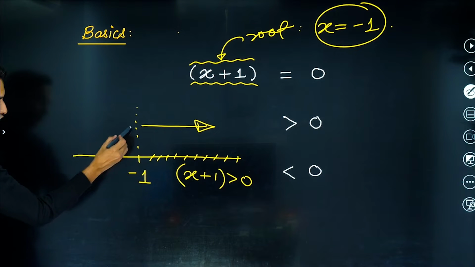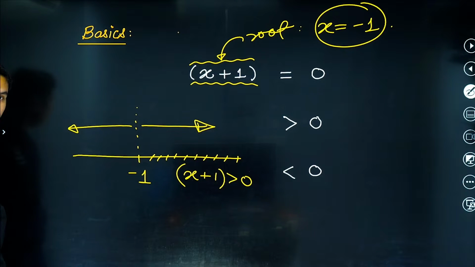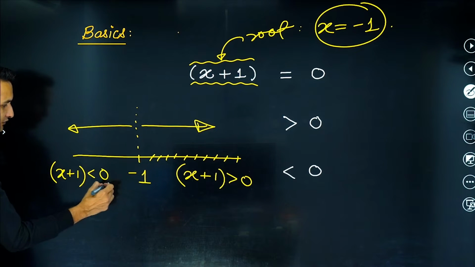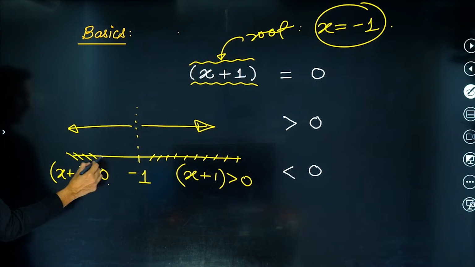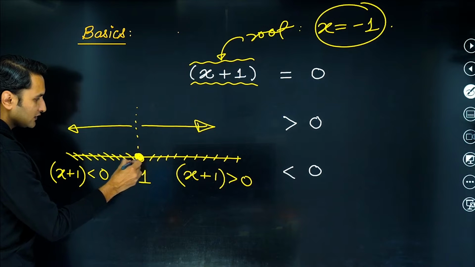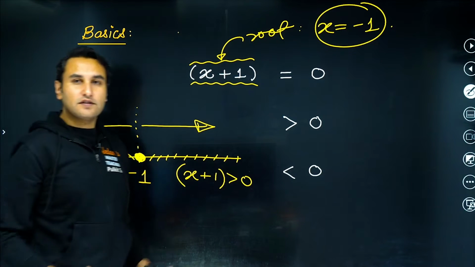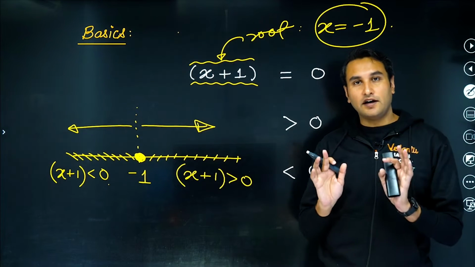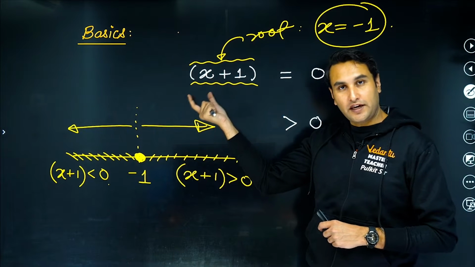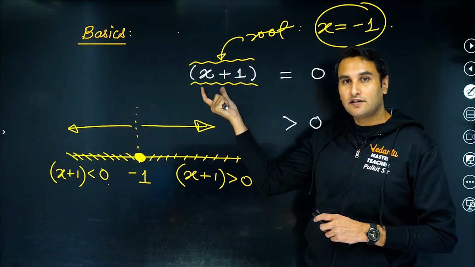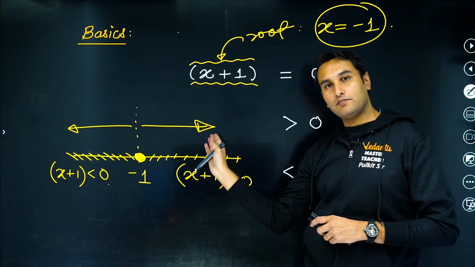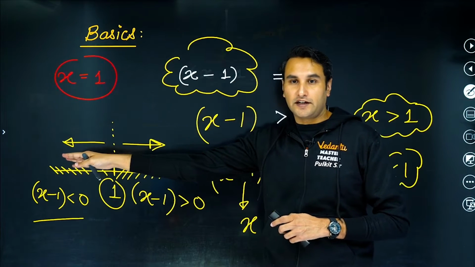But if you take values to the left hand side of minus 1, what will happen? X plus 1 will be negative, right? On the left hand side of minus 1. And where is it 0? X plus 1 is 0 at x equal to minus 1. So this is very basic understanding of how the sign of this factor behaves. It changes its sign about x equal to minus 1. Towards the right of it, positive, towards the left of it, negative.